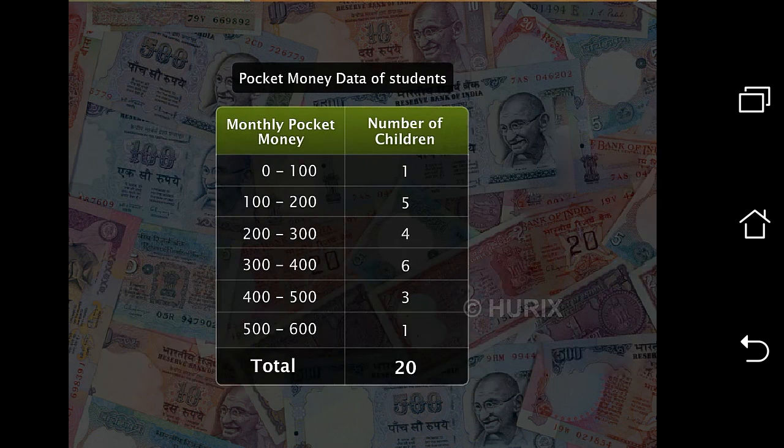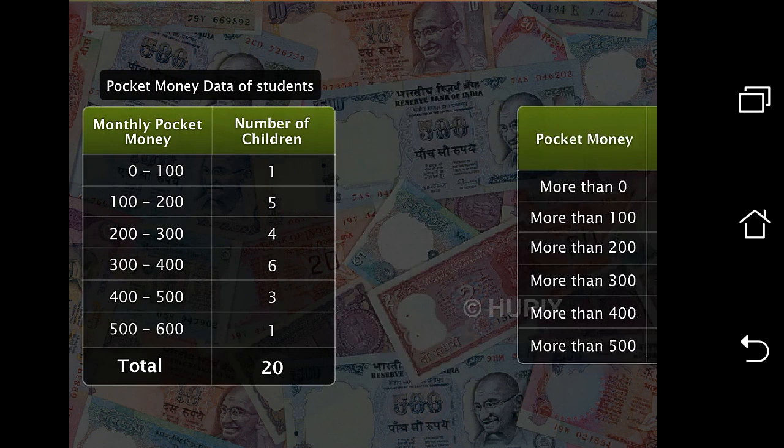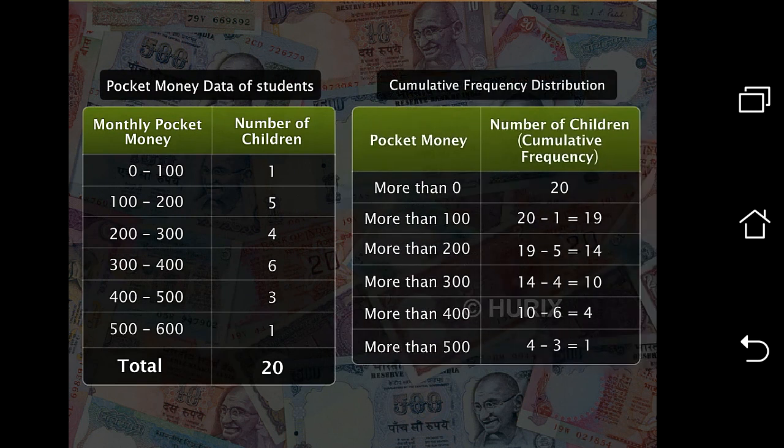Let's now represent this data as the more than type cumulative frequency distribution. This time, we identify the total number of children who earn a pocket money of more than the given amount. We start with the total number of children who get pocket money more than 0 rupees. All the 20 children fall in this category. Next, we find the total number of children who earn more than 100 rupees. 19 children earn more than 100 rupees. Continuing in a similar manner, we find the other cumulative frequencies.